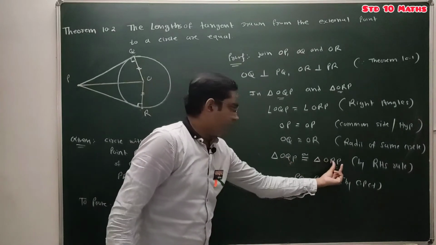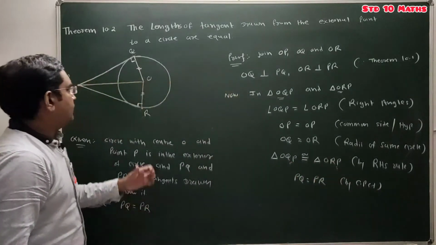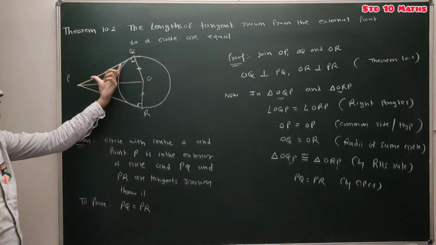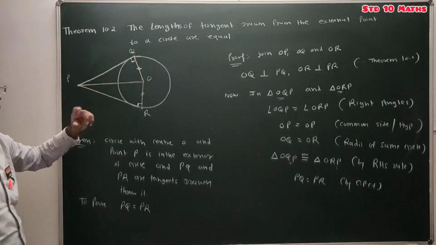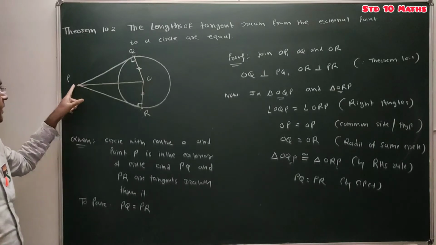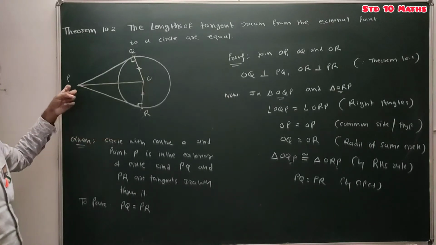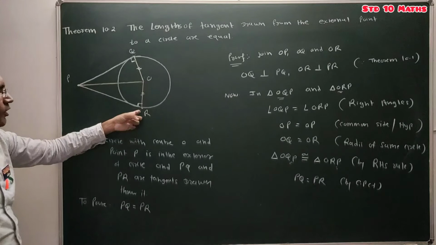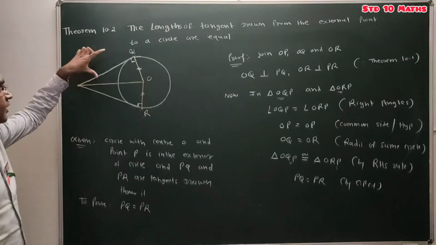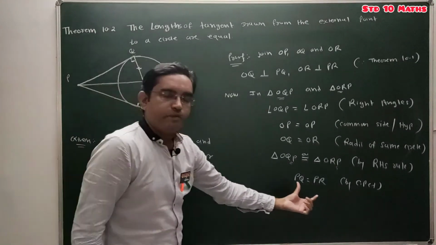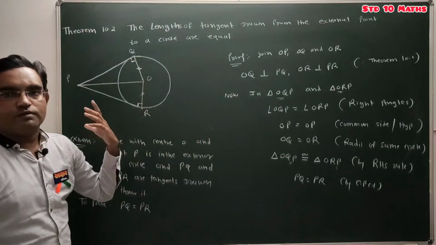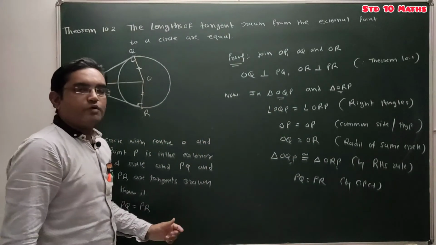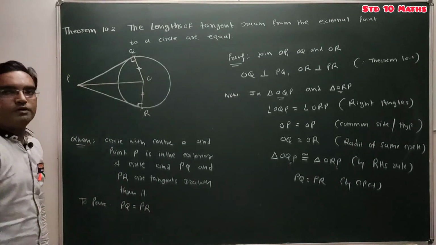So PQ is equal to PR. So PQ is nothing but the length of tangent drawn from this point P to point of contact Q, and PR is nothing but the length of tangent drawn from the exterior point P to the point of contact R. So length of tangents drawn from the exterior point of the circle are equal. Clear, students? So this is how you can prove your theorem number 10.2.